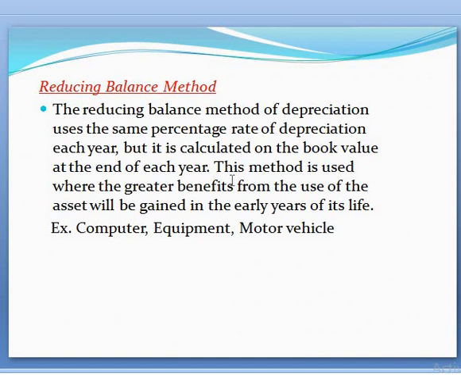So, the reducing balance method. It uses the same percentage rate of depreciation each year, but it's calculated on the net book value at the end of the year. So this one keeps on reducing because it's calculated on the net book value, right? It is used where the greater benefit from the use of the asset will be gained in the early years of life, like a computer or equipment or a motor vehicle, which will give more benefit when they are new than when they are old. So in that case, as they are wearing out, the depreciation will also keep on decreasing, right?